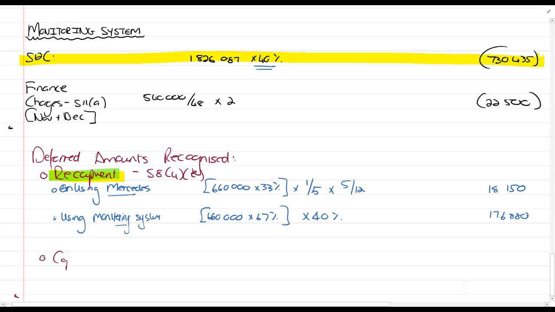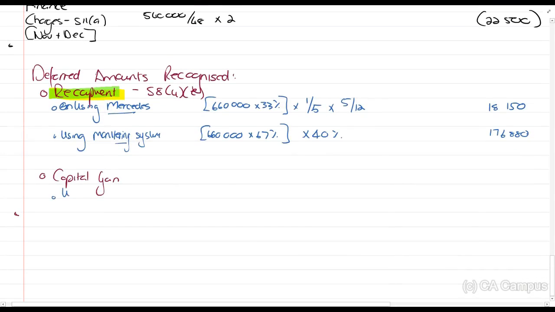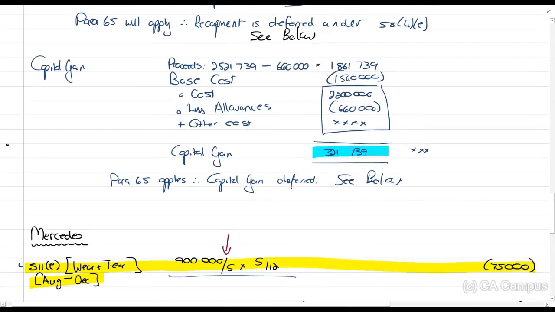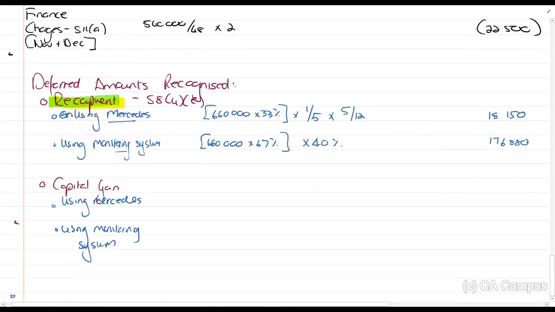Now we will do it on the capital gain. Same story. Using the Mercedes and using the monitoring system. How much was our capital gain? 321,739. So 321,739 times 33%. 321,739 times 67%. Right.